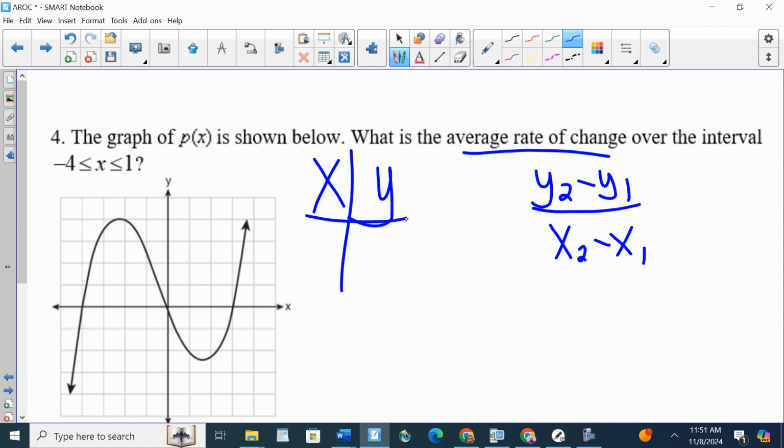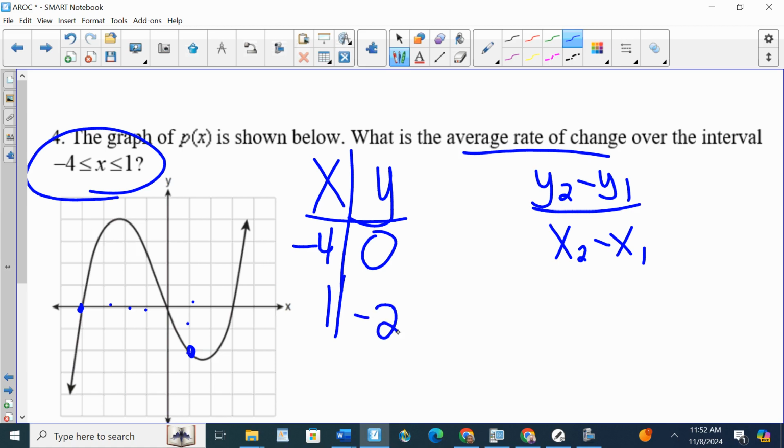I always want a table. It's telling you from negative 4 to 1. It has to tell you what you're finding the average rate of change between. So to find the y values given a graph, I find the corresponding y values for those x values. If x is negative 4, that y value is 0. And if x is 1, that y value is negative 2.